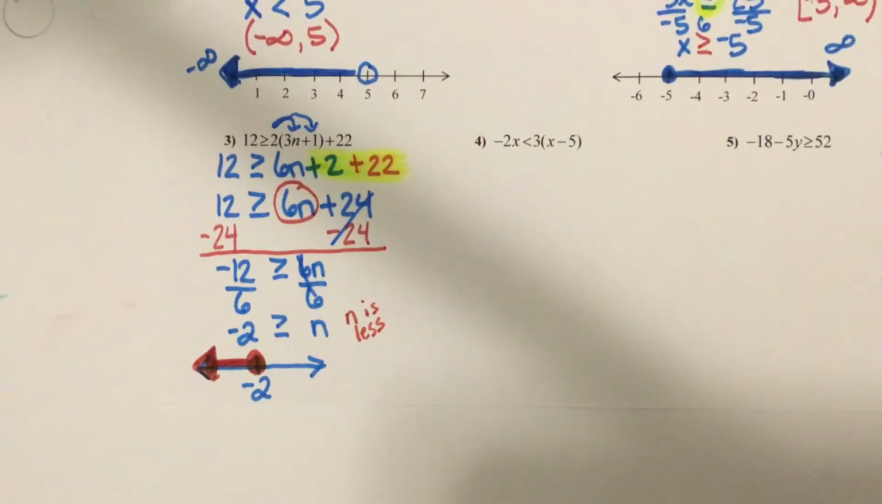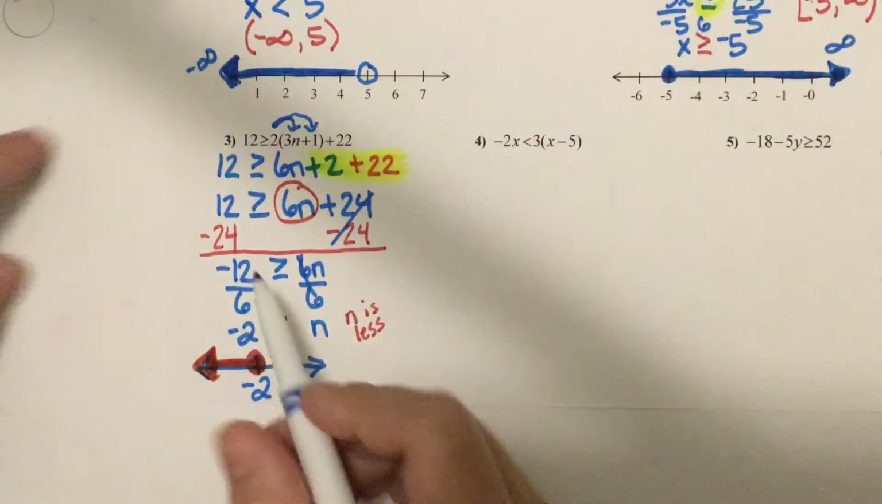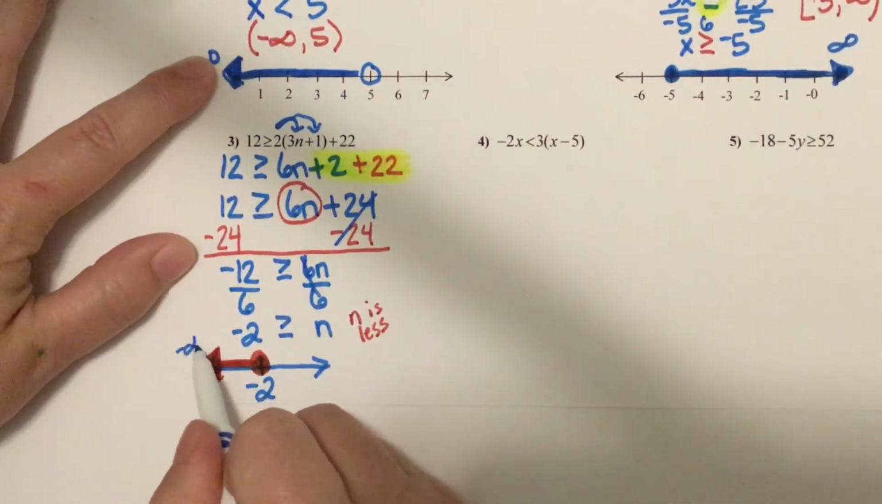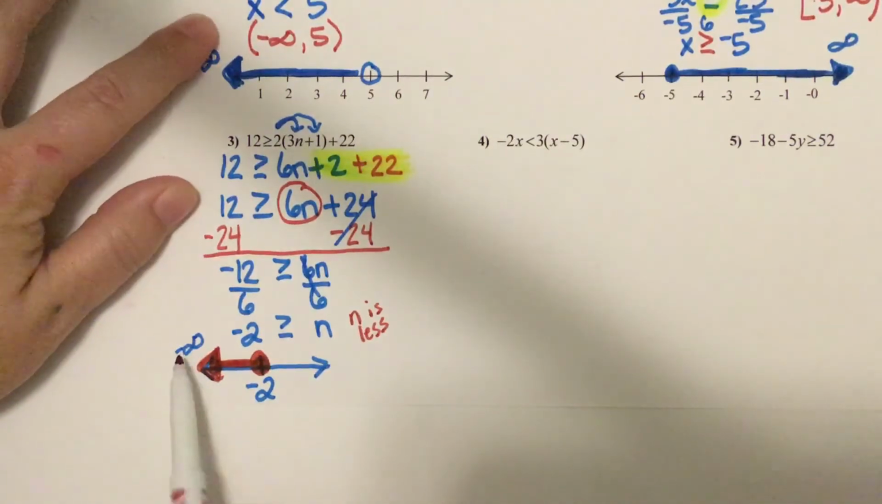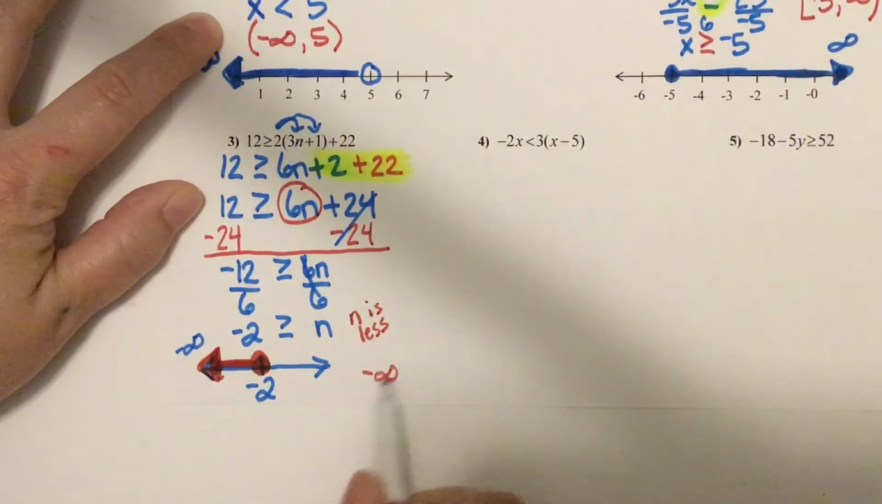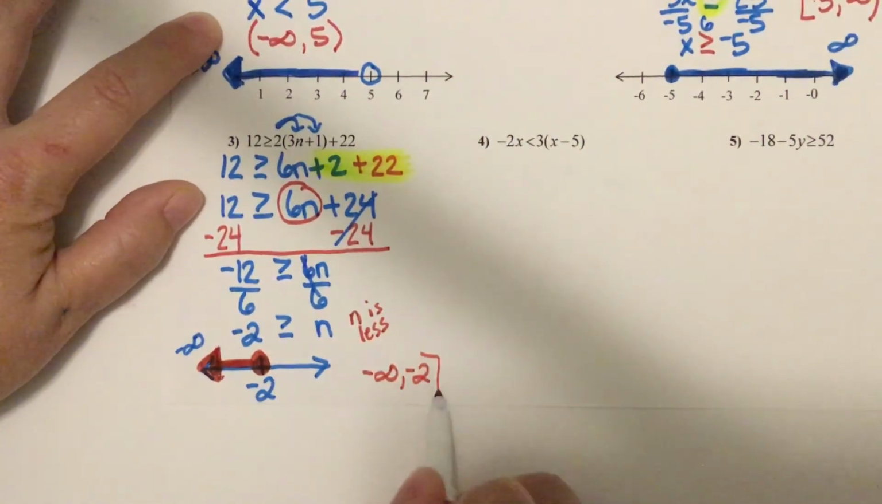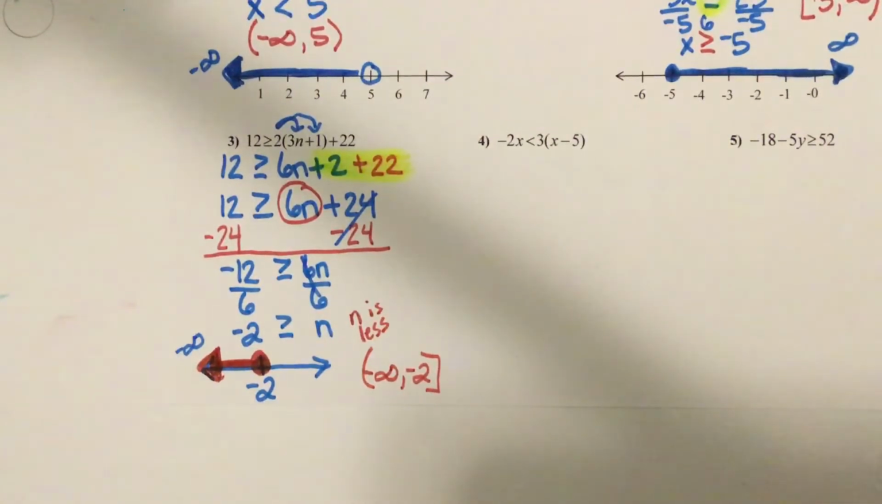Okay, interval notation. Whenever you go left, you get smaller, smaller, smaller, smaller, so you're headed to negative infinity. So interval notation, the smaller number is negative infinity, and the bigger number is negative 2. Closed circles get brackets, infinities get parentheses. And that's our answer, and we're done.